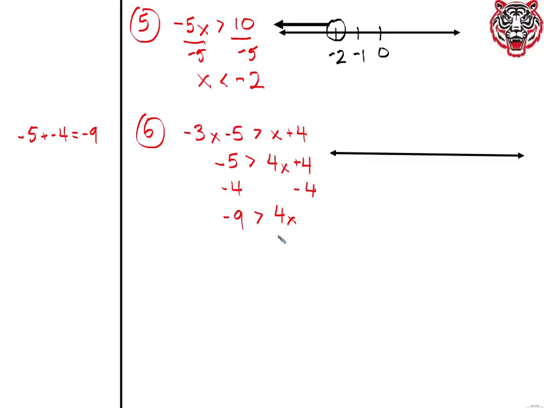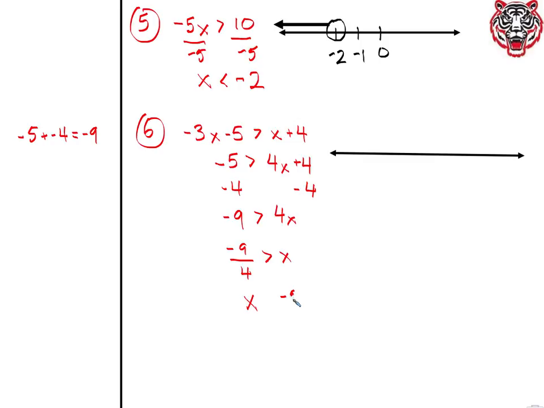Final step. We have to isolate for x. Divide by 4. So my final answer is -9 over 4 is greater than x.